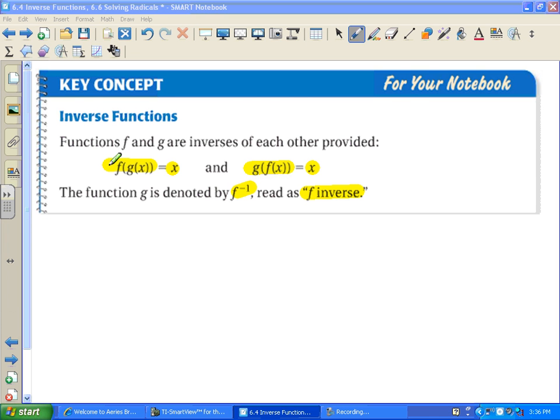So, two things we're going to do on this next set of problems. We're first going to find the inverse function. After we find the inverse function, I'm going to verify that they're inverses of each other, and I'll show you how that's done. And the way that we're going to do it is function composition. So blending what we did yesterday with what we're doing today.